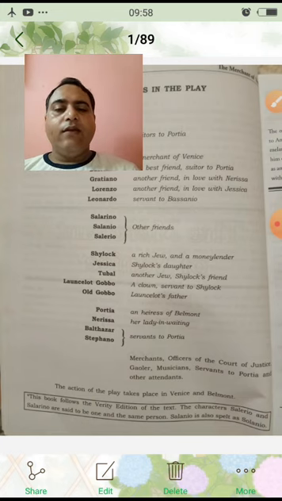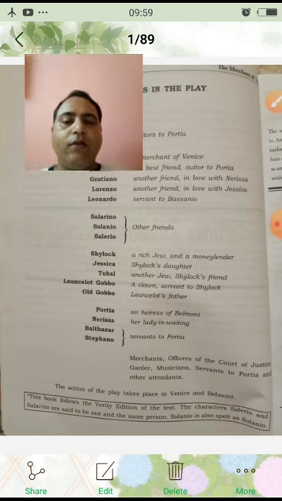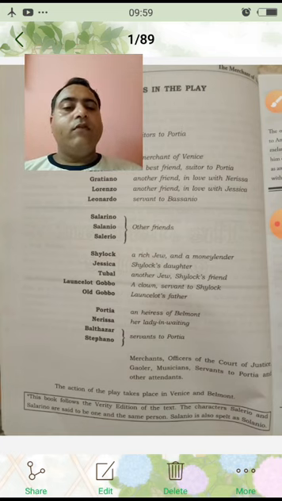And then Nerissa, her lady in waiting. That is, she remains all the time with her in this play, and she is her lady in waiting. We can say she is maid to Portia. Then Balthazar and Stefano, they both are servants to Portia. And the other characters in the play are merchants, officers of the court of justice, jailer, musicians, servants to Portia, and other attendants.